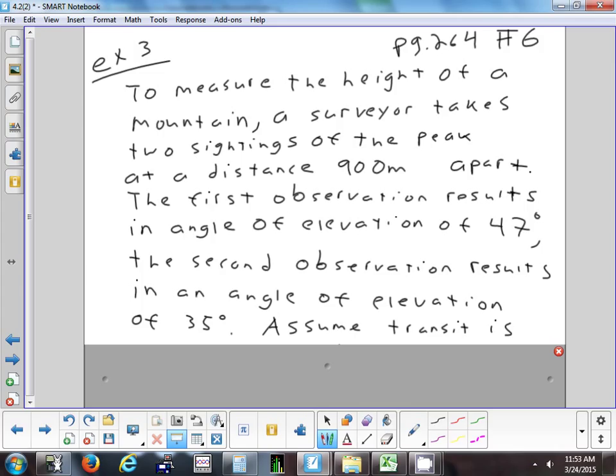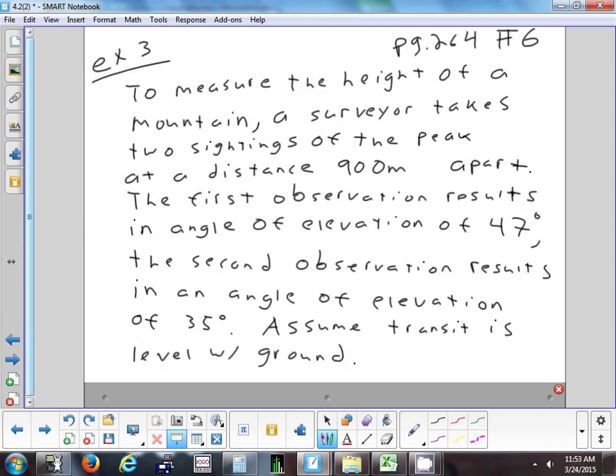A good way to think of that: imagine you're looking at a big movie screen. If you're right close to the movie screen, like first row, you're looking up, the angle's really steep. You start to back up a little bit, you don't have to look up as steep. The angle starts to go down a little bit. Same idea. To make it simple, we're going to assume that the transit is level with the ground. Normally a transit might stand up about 5 feet and then they look through it, but just to simplify the problem, we're going to assume that the transit is on the ground. It just makes it a little easier.